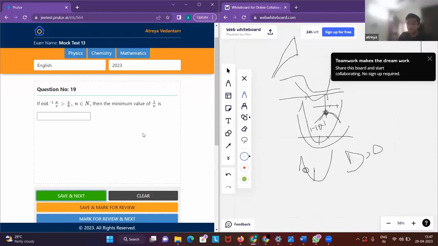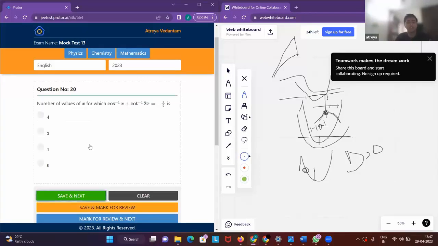3.1415 approx, into root 3, which is 1.732, right? So if you multiply both of them, you will get around 5.2, something of that ballpark. n is less than 5.2, right? So the maximum value of n is 5. So the minimum value of n is 0.2.